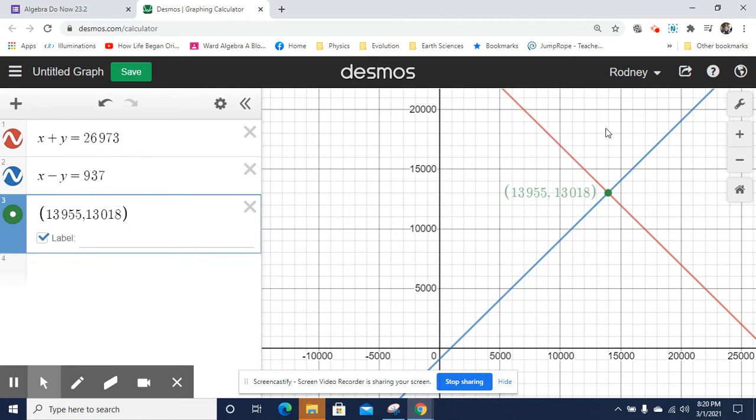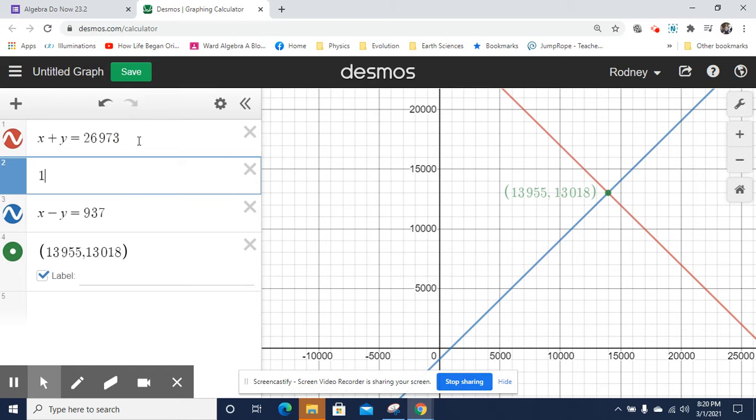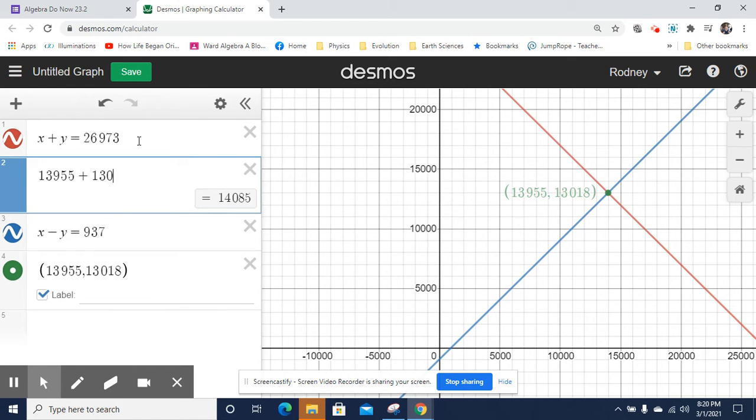This is a system of equations. We're considering these two equations together, which makes them a system. And this point is a solution to this system because it is a point that makes both equations true. And we can test that out. I can say, okay, 13,955 plus 13,018. And look at that, I get 26,973.